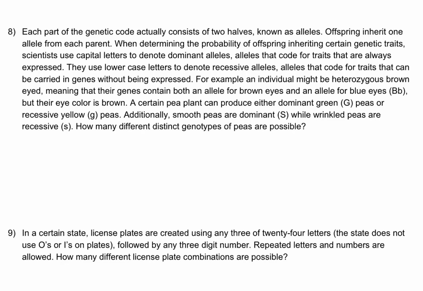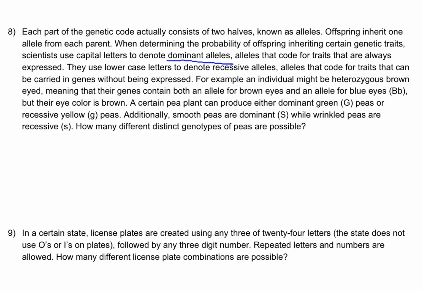Okay, now let's read through this question here. Each part of the genetic code actually consists of 2 halves known as alleles. So that's half of a gene. Offspring inherit 1 allele from each parent. So you get an allele from your mother, an allele from your father. They come together to make a gene. When determining the probability of offspring inheriting certain genetic traits, scientists use capital letters to denote dominant alleles. And then they define for you what a dominant allele is, and that's super important when you go to do heredity questions, so I'll just point it out.